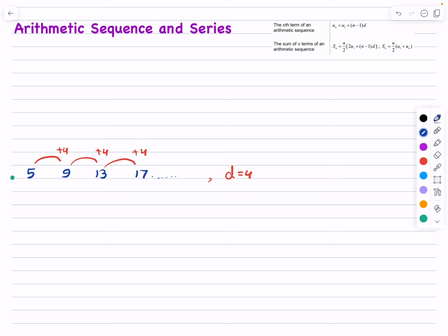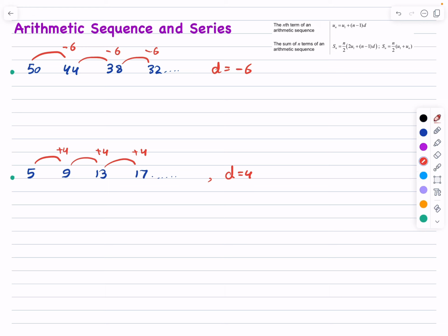Another example: let's say we have 50, then 44, 38, 32, and so on. Here, as we see, the numbers decrease instead of increasing. They decrease by 6 every time, so the common difference would be negative 6. Here, D is negative 6. So as we see, when D is positive, the sequence increases, but when it's negative, then the sequence decreases.